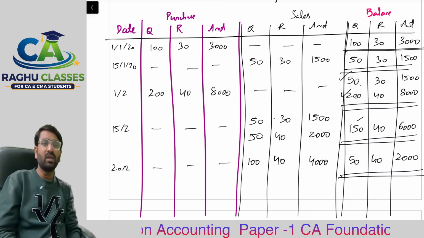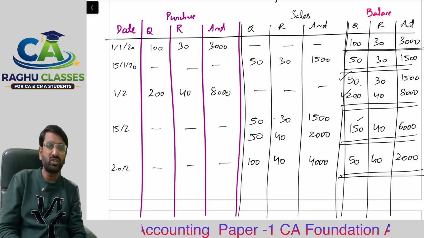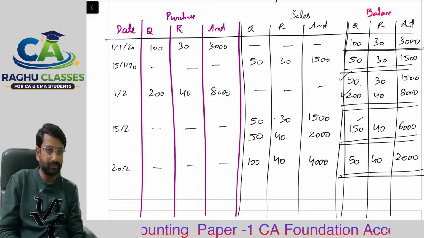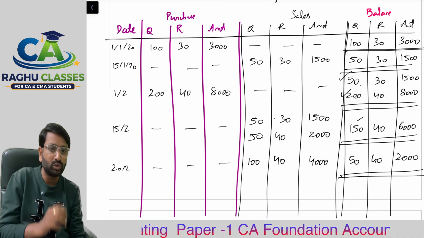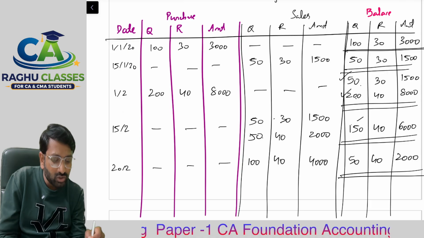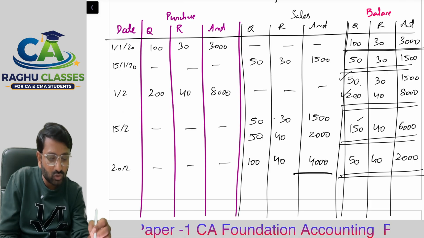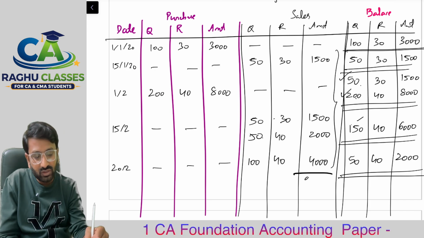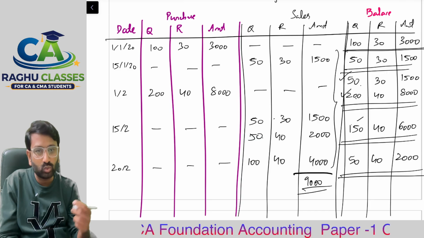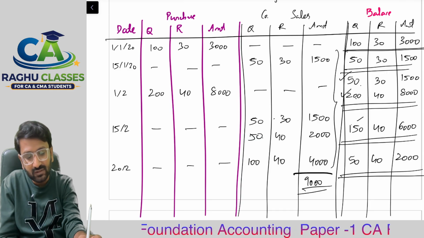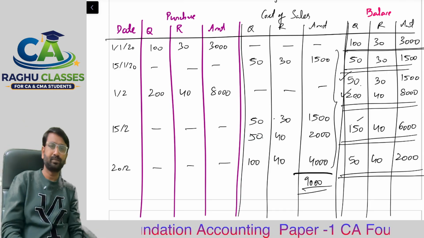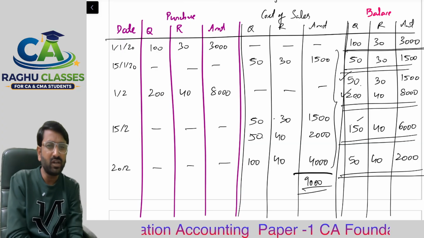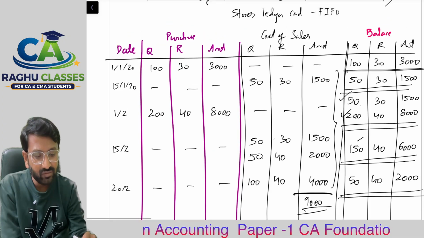Is that clear? So this is how you prepare stores ledger card under FIFO method. So the final closing stock value should be 2,000. And if they ask you what is the cost of material consumed, total of this 3,000, 5,000, 9,000. This 9,000 will be cost of issues or cost of sales. Now the same question, let us try to solve under LIFO method.